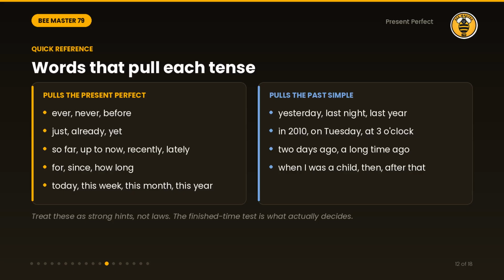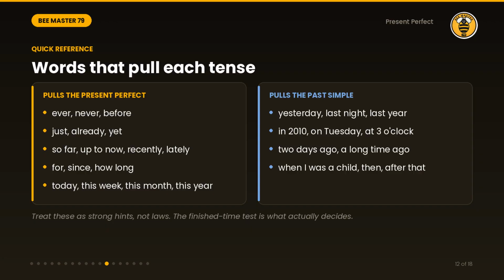Keep this slide. On the left are the words that pull a sentence towards the present perfect: ever, never and before, just, already and yet, so far, recently and lately, for, since and how long, and the open periods: today, this week, this month and this year. On the right are the words that pull towards the past simple: yesterday, last night and last year, in 2010, on Tuesday, at 3 o'clock, 2 days ago, and when I was a child.